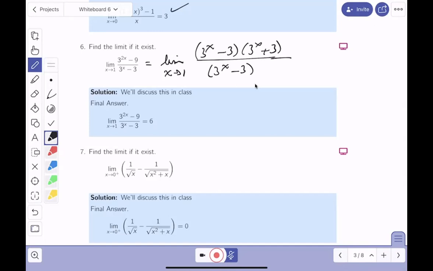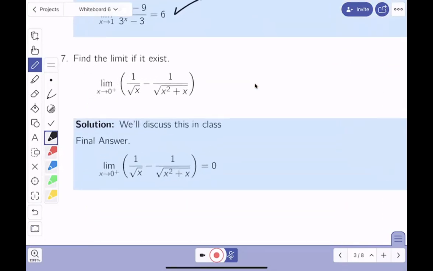What do I know about this? You're approaching 1, but you're never going to touch it. So the bottom is never going to be 0, and this is never going to be 0, right? Those factors cancel off. What you're left with is a pretty simple limit law problem: 3 to the first power, which is 3, plus 3, which is 6. That's done.